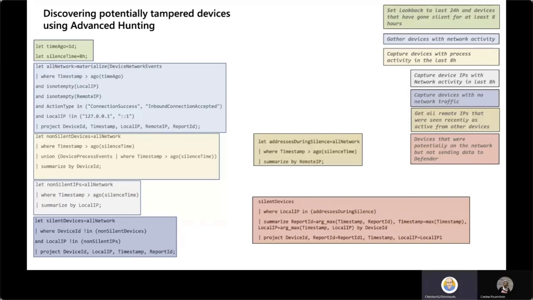Finally, all the created tables are combined and summarized to show devices that were not seen sending telemetry for the last 8 hours, but they were seen communicating with other devices on the network that is protected by Defender.